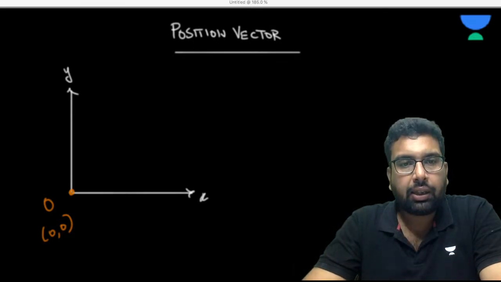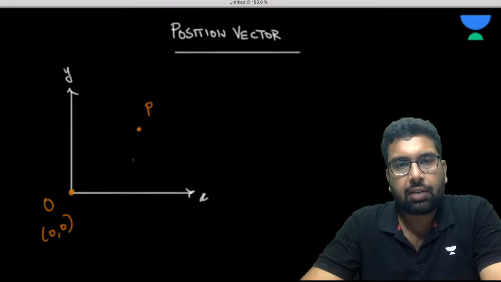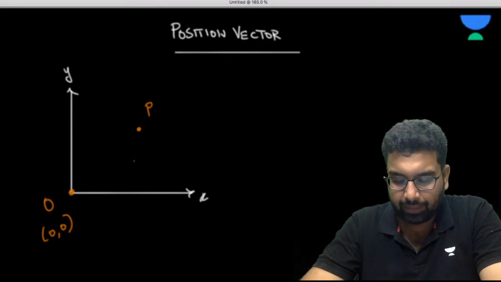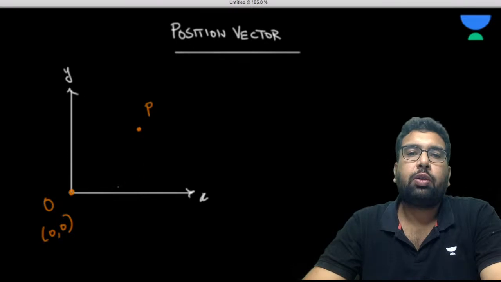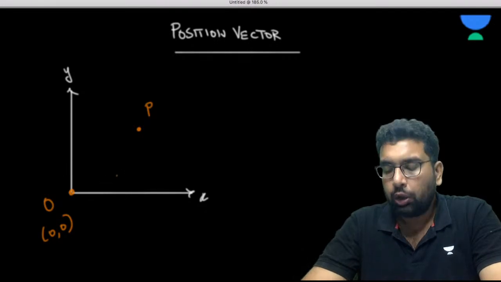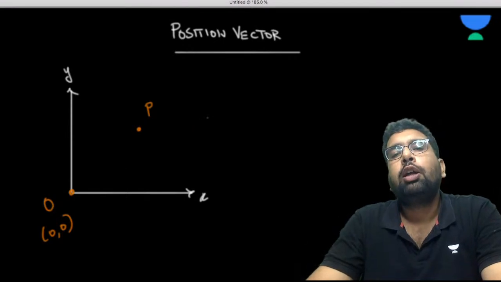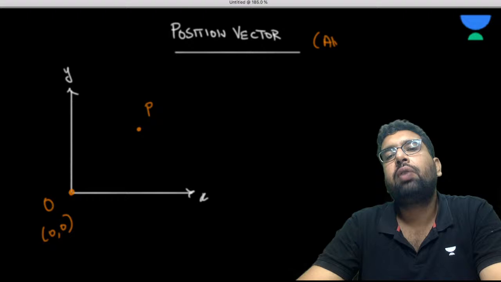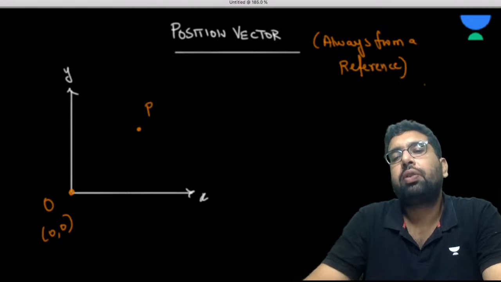Now let's say that some vector has the position P. You want to describe this point P through a position vector, to represent the position of this point P from this reference. Again I'm repeating myself: whenever you are trying to give a position to something, it is always from some reference, and that reference is generally the origin.